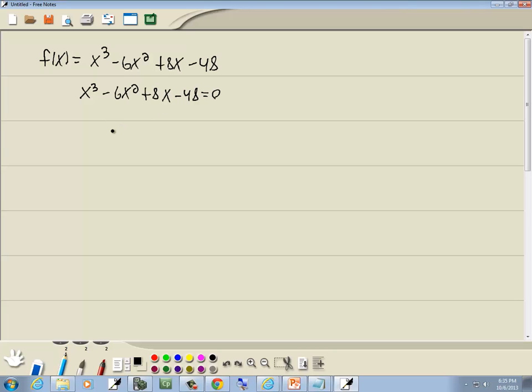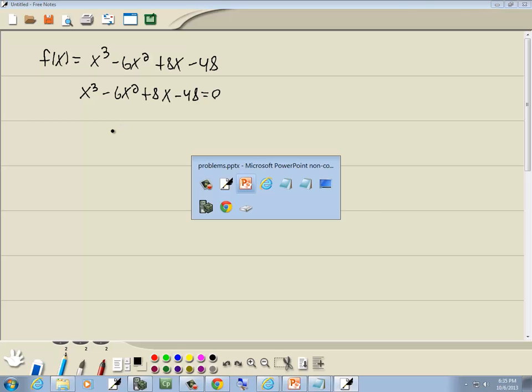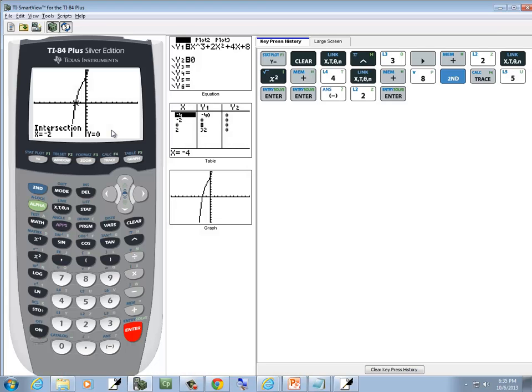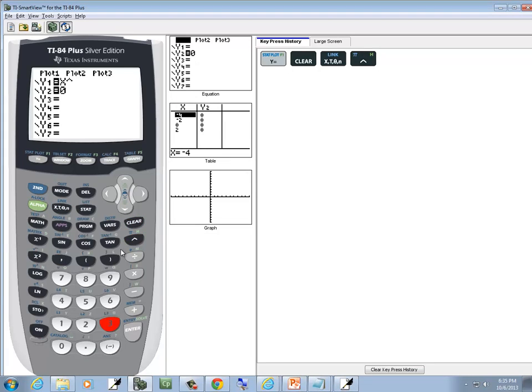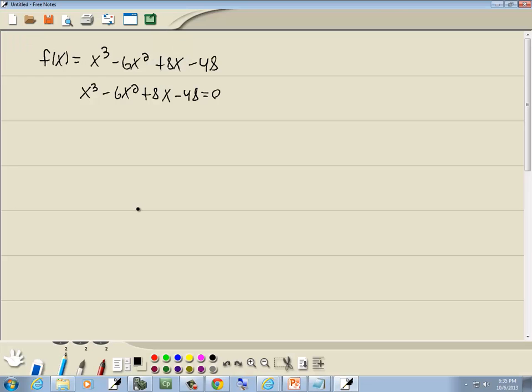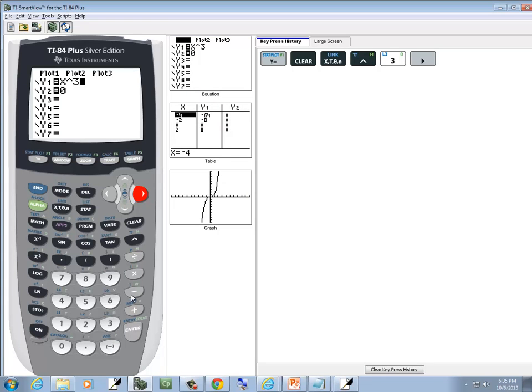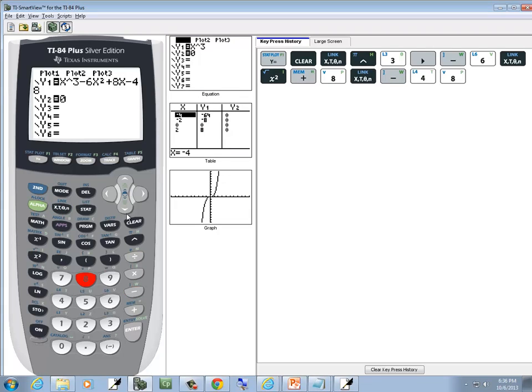And we're going to put the polynomial on y1 and 0 on y2 and use the intersect method on our calculator. So I'm going to press my y equals, press clear, and we got x caret 3. Press your right arrow key if you go on the New or TID forwards and puts it in exponent mode. Minus 6x squared plus 8x minus 48.